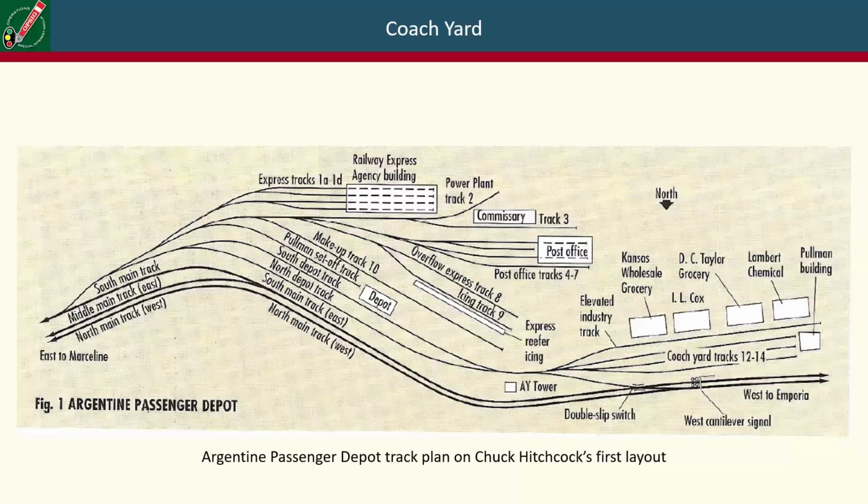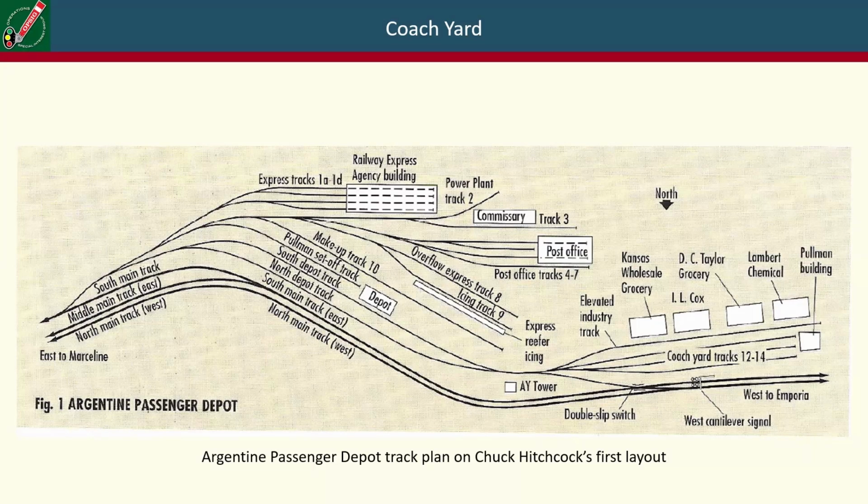This is a track plan of this one idea. This is from Chuck Hitchcock's first layout, the Argentine passenger layout. This is just one way you can do it, showing some of the various buildings you can add, and then the smaller coach yard on the bottom. At the top, he had the REA building, which had 4 tracks into it, and the commissary building, and then the post office. If you have enough space, adding an REA building, commissary, and post office will add a lot of extra switching for your layout.